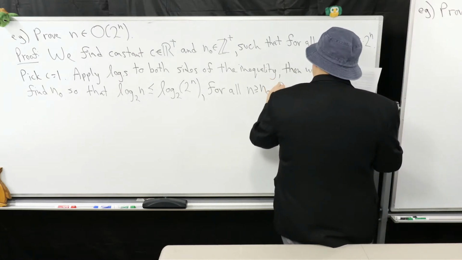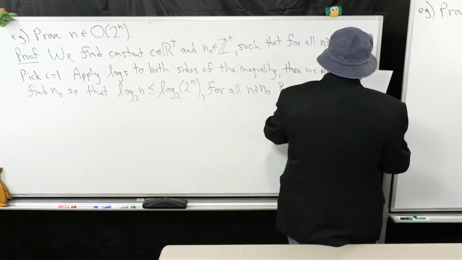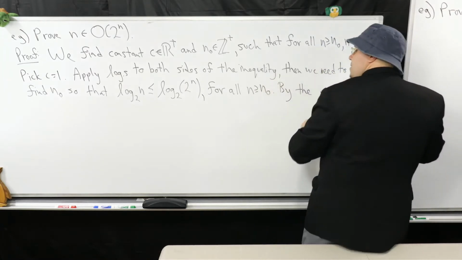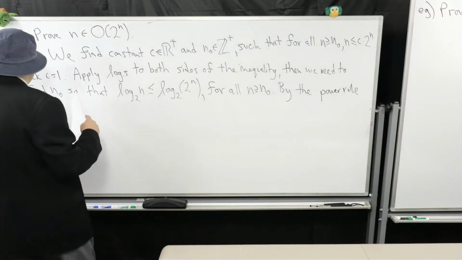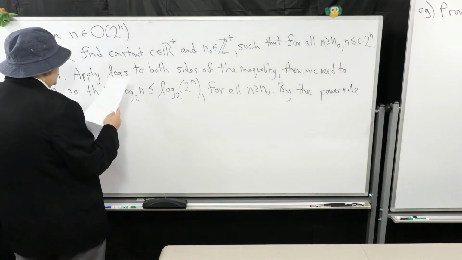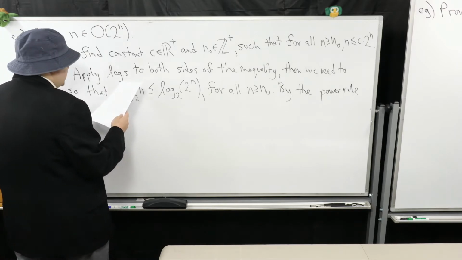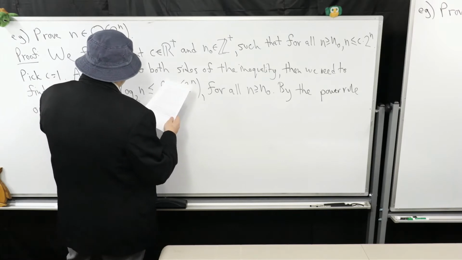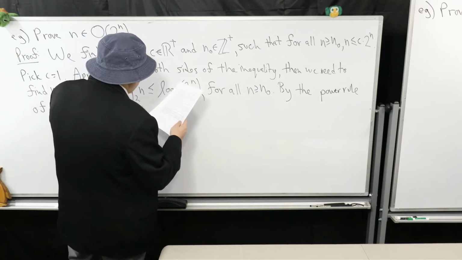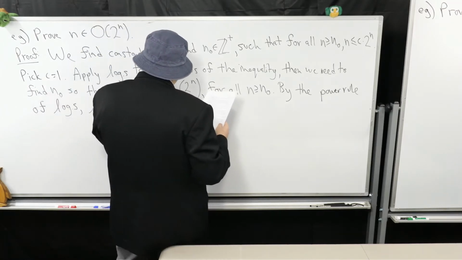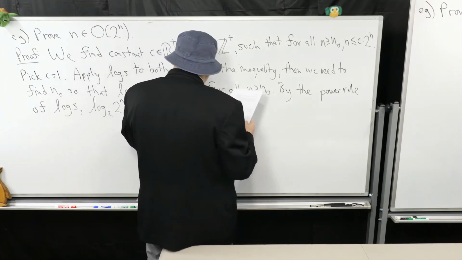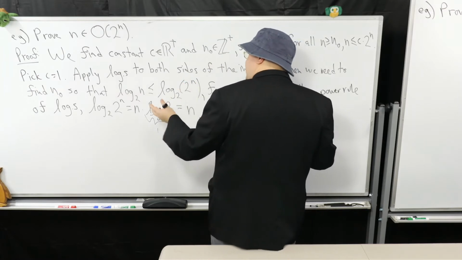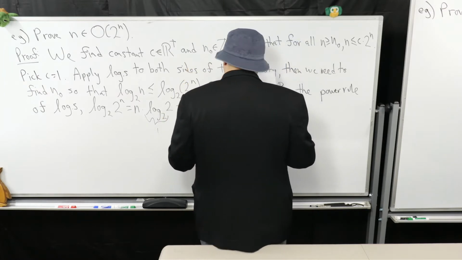So, by the power rule of logarithms, log base 2 of 2 to the power of n is equal to n times log base 2 of 2, which is equal to n. Why? Because this is equal to 1. Remember, 2 to the what is equal to 2? 2 to the 1, to the power 1.